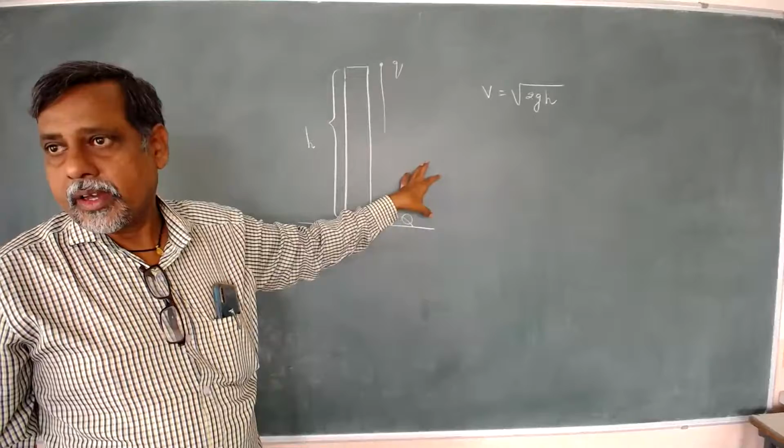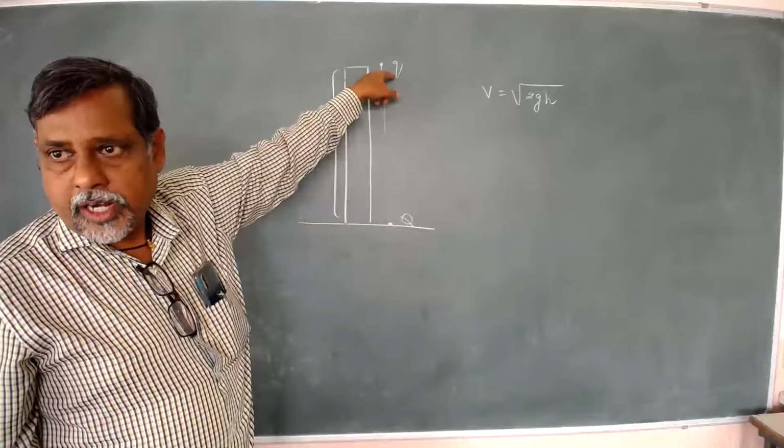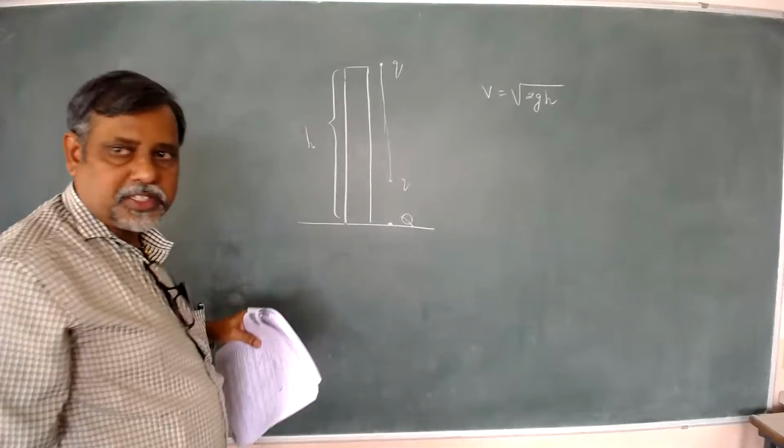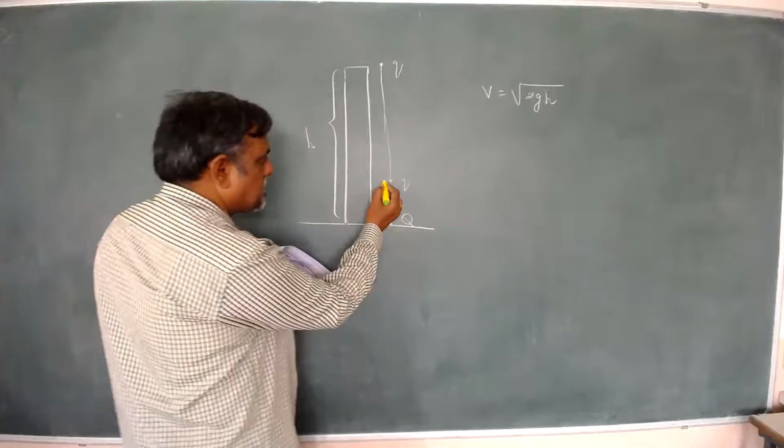In what way? Capital Q is there. Both are like charges, so there is a force of repulsion. The moment this charge comes to a certain point over here, because of the force of repulsion, the velocity of this charge becomes zero. Understood? Now, this distance you need to calculate.